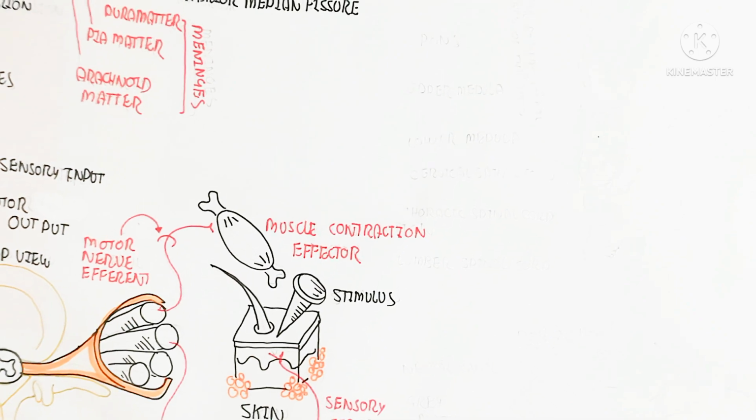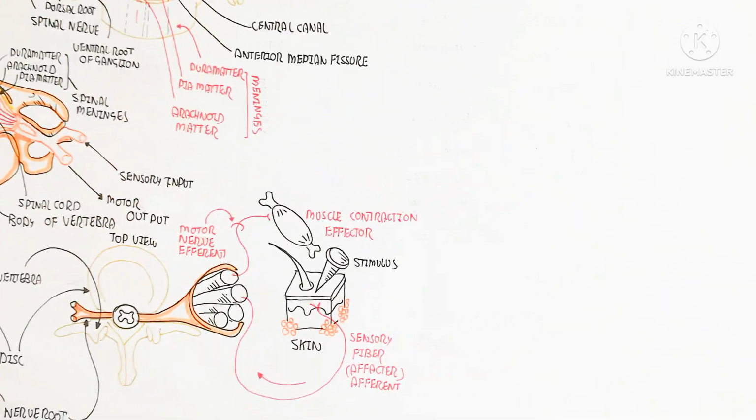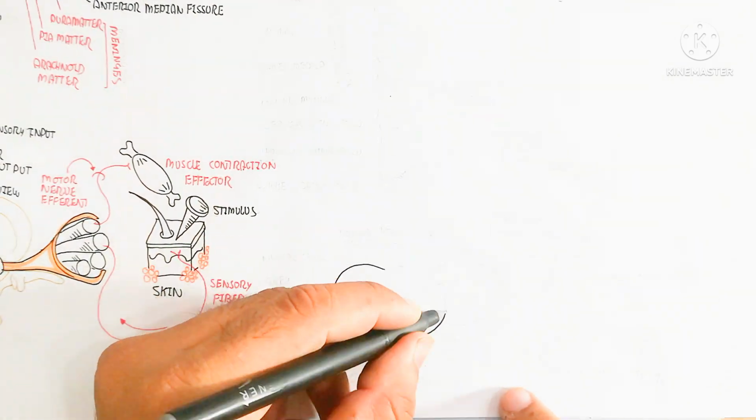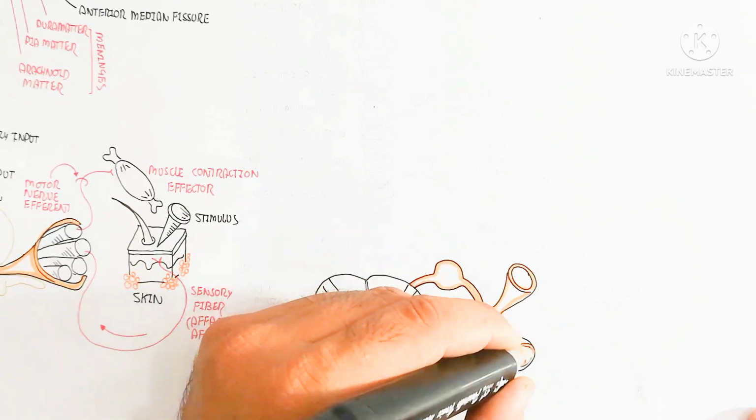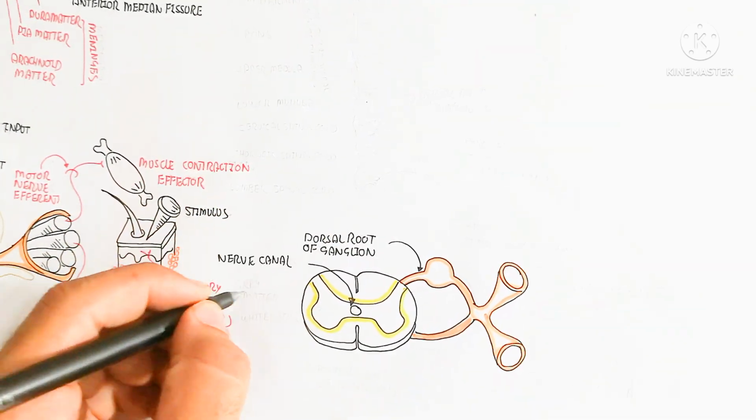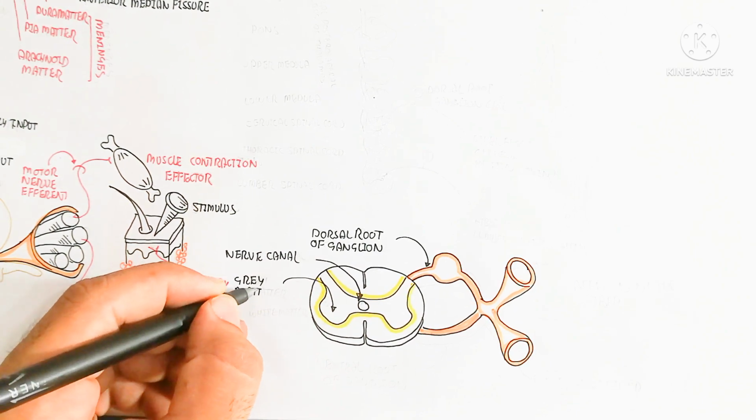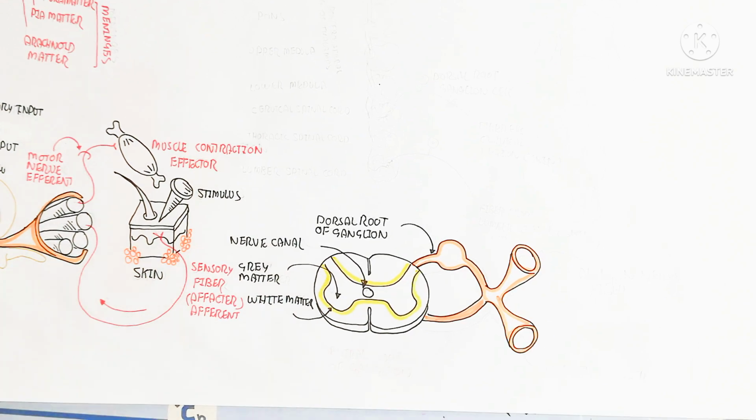After cognition from the brain, the reflex arc will occur due to muscle contraction, and the effector is the muscle, with contraction on the basis of the response. So let's begin to understand the cross section of the spinal cord, which contains the dorsal root ganglion, the ventral root ganglion, the central canal, the gray matter and white matter.